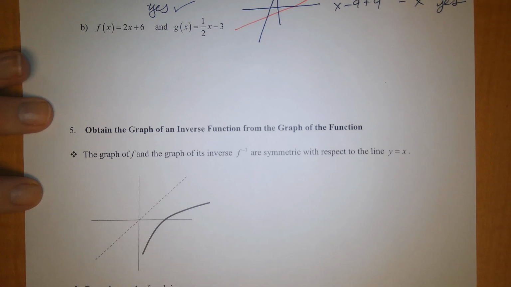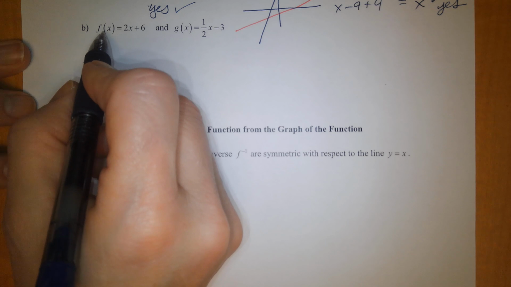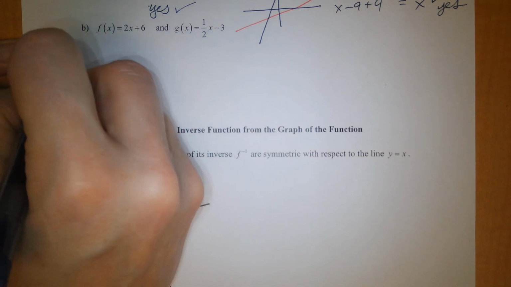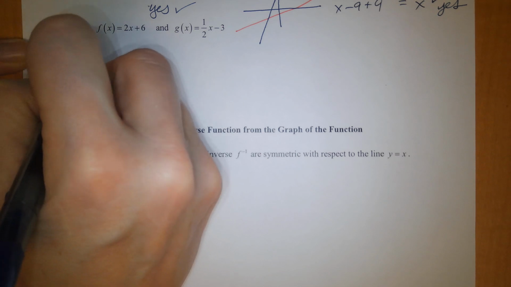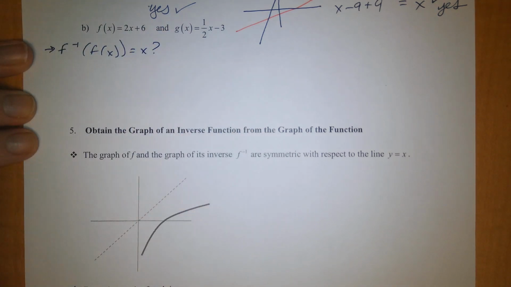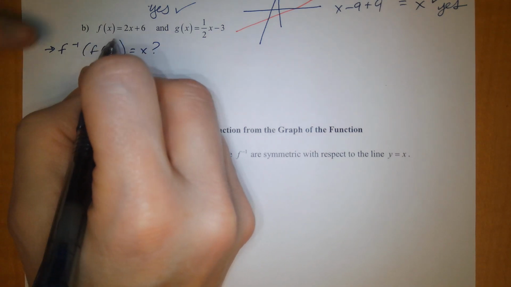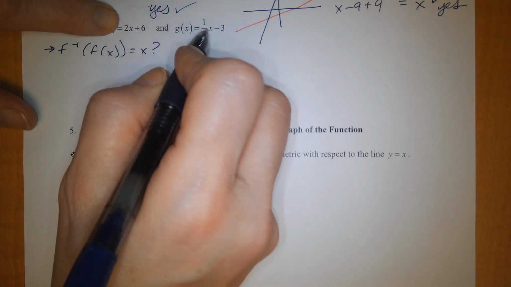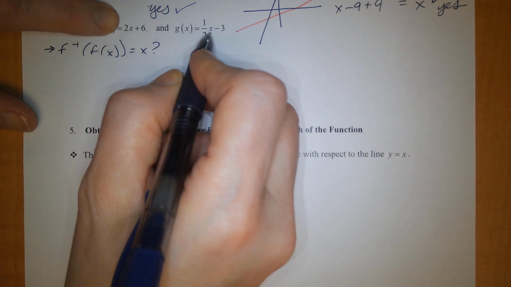Now what if we looked at this one down here? Let's start by taking g and plugging it into f. So let's see first if taking the inverse of the original is indeed equal to x. Well, if we take the original function and plug it into its supposed inverse, we're taking 2x plus 6 and plugging it in for x.